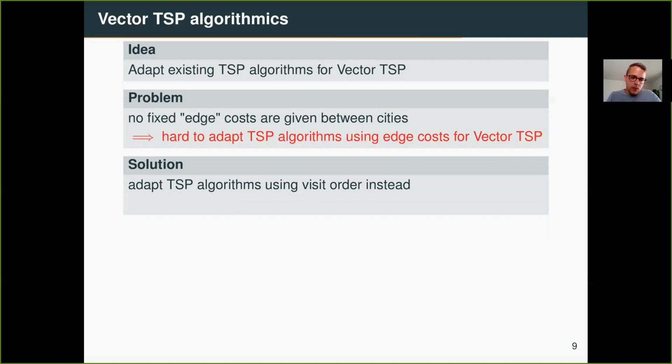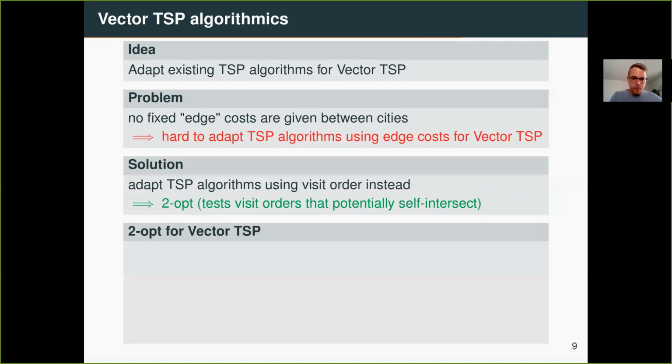So we found a solution in which we considered a TSP algorithm which doesn't really depend on edge costs, but instead depends on visit order completely. And this is the two-opt, or the flip algorithm, also known as. So this algorithm is great for us because for one, it doesn't use edge cost, or at least you can make it so it doesn't really depend on edge cost. And it also tests visit orders that potentially self-intersect, which is great for us because we have shown that self-intersection might be really good for our VectorTSP. It might even be optimal.